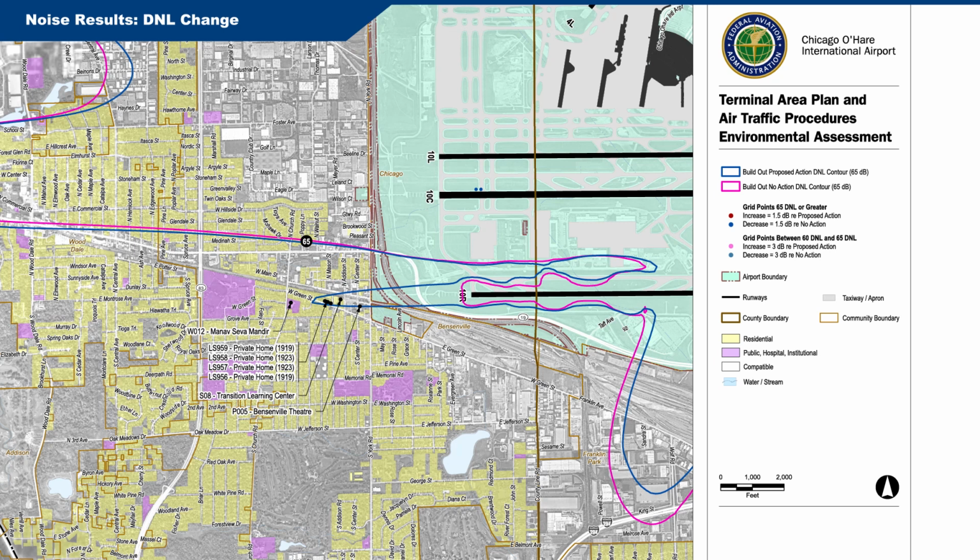Exhibit 5.5-24 of the draft EA shows a change in DNL from the proposed action alternative versus the no action alternative. The colored grid points show the locations where an increase or decrease of equal to or greater than 1.5 decibels and 3 decibels would occur under each alternative in the 65 DNL or greater and between 60 DNL and 65 DNL respectively. The pink dots represent an increase of 3 or more decibels for the proposed action. The red dots represent an increase of 1.5 decibels for the proposed action.